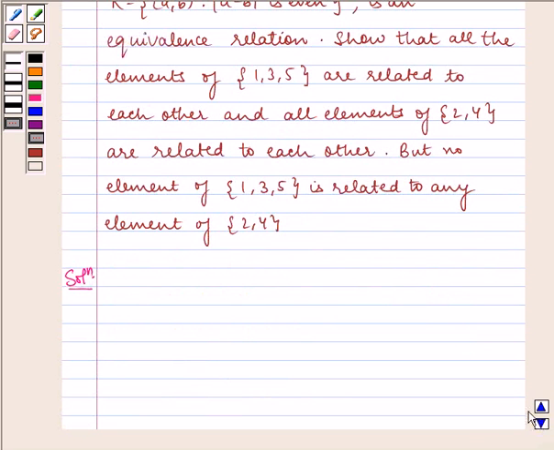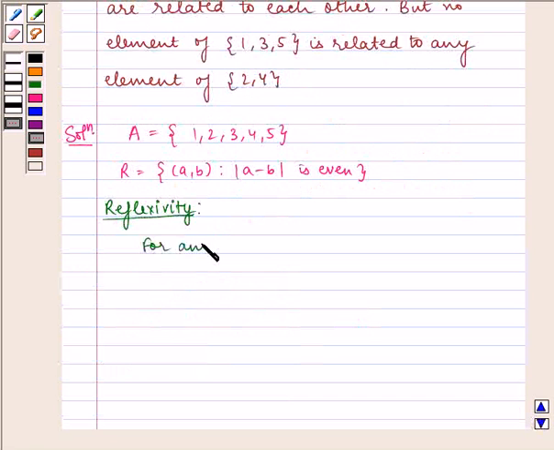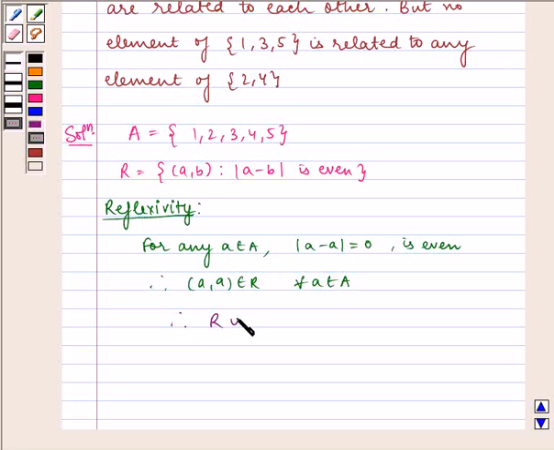Now let us write the solution. We have A = {1, 2, 3, 4, 5} and relation R = {(a, b) : |a − b| is even}. Now let us check for reflexivity. For any a belongs to A, |a − a| = 0, which is even. Therefore, (a, a) belongs to R for all a belongs to A. Therefore, R is reflexive.